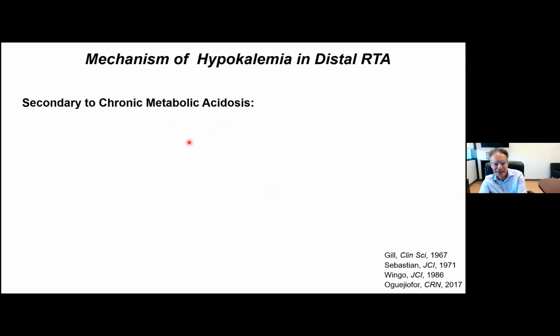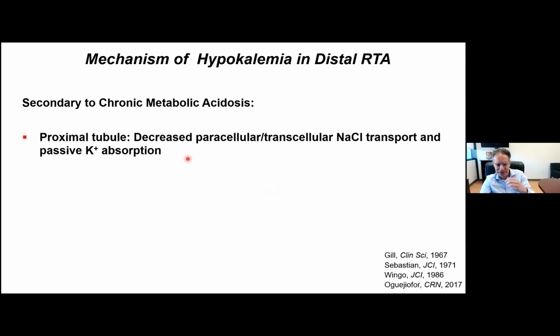Now, what about the hypokalemia? These patients have severe hypokalemia, and the bottom line is there are many hypotheses, but no one understands the mechanism. All parts of the nephron have been hypothesized. People hypothesize the proximal tubule is involved, where the metabolic acidosis decreases paracellular, which means between the cells, and transcellular sodium chloride transport, and also passive potassium absorption.